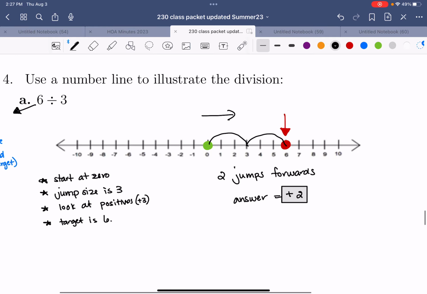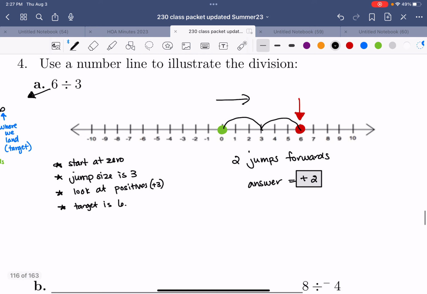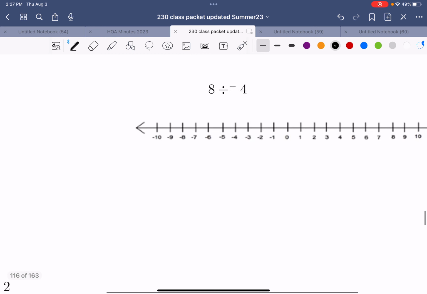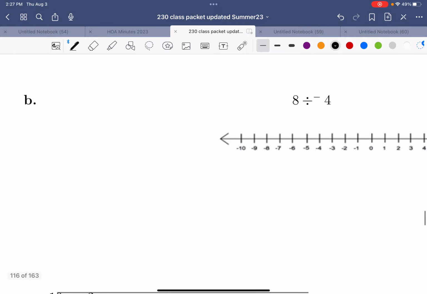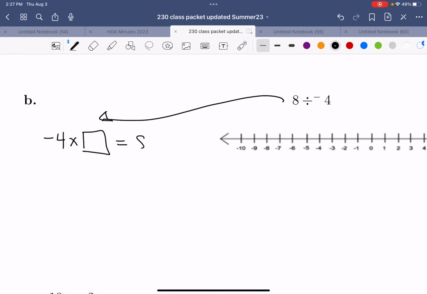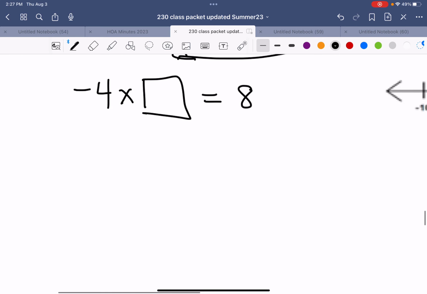Okay. Now let's see how this plays out with a couple more examples. So B, we have 8 divided by negative 4. So again, the first thing that I'm going to do is convert this. So this is going to be negative 4 times some box is going to give me positive 8. So what this means is that we're going to start at 0 because we're multiplying. So we always start at 0 when we're multiplying.